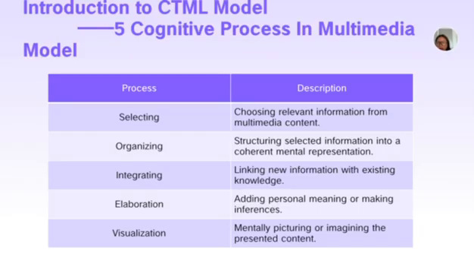Each of these 5 processes is closely related to our cognitive abilities. Only by making full use of these processes can multimedia learning be more efficient. Therefore, when designing learning materials, we should pay attention to the coordination and comprehension of these cognitive processes to help students achieve the best learning effects in a multimedia environment.